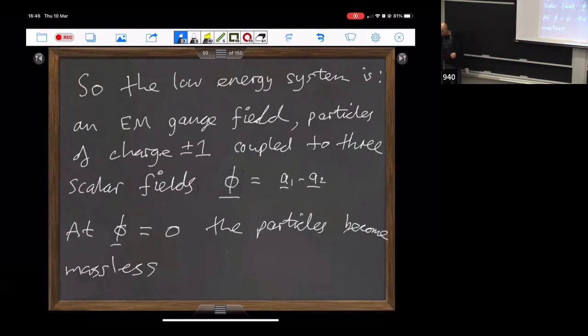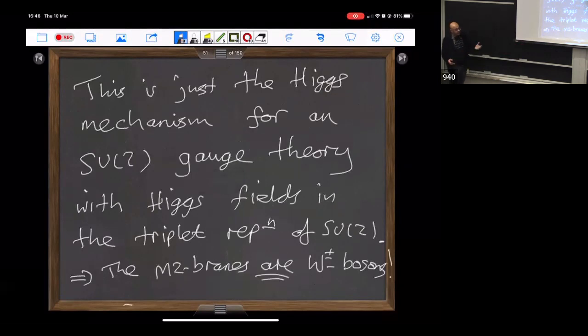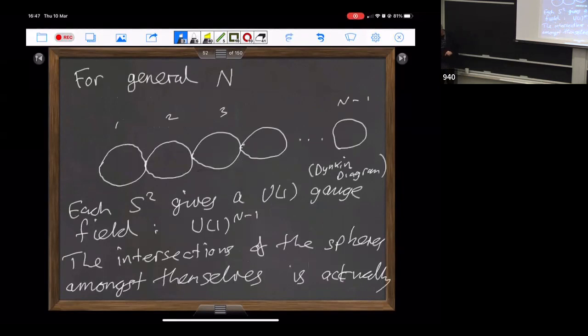The 3 parameters will be components of some scalar fields in the low energy theory. Well, this system that I've just described is basically what we discovered at the LHC. It's just the Higgs mechanism for SU(2). And what we learned from that is that these wrapped branes are actually W bosons. And this story continues for the general case.